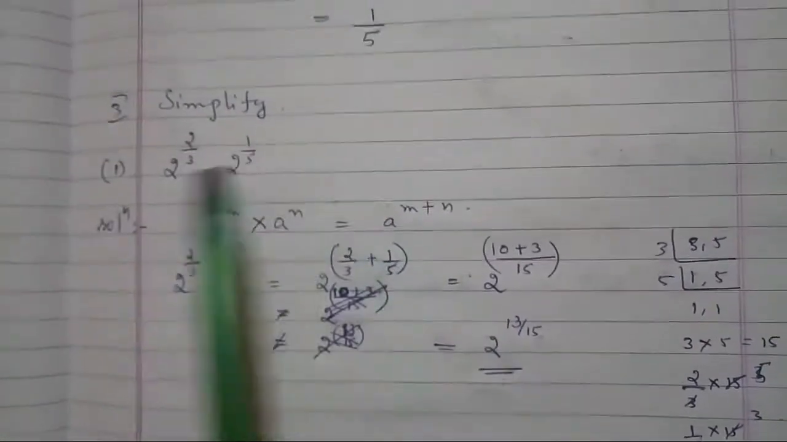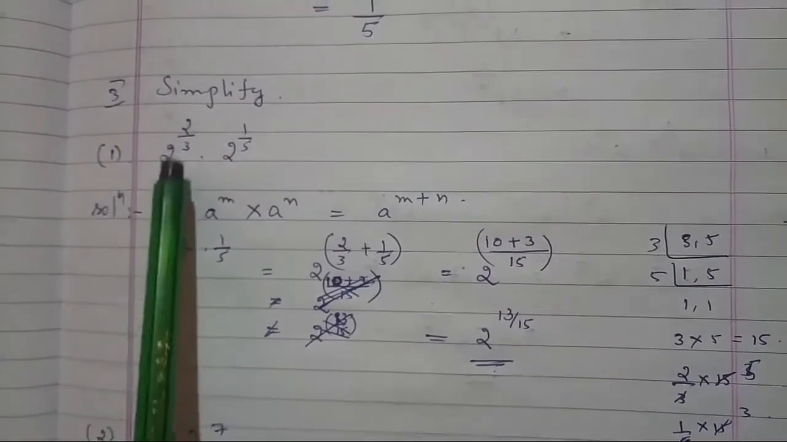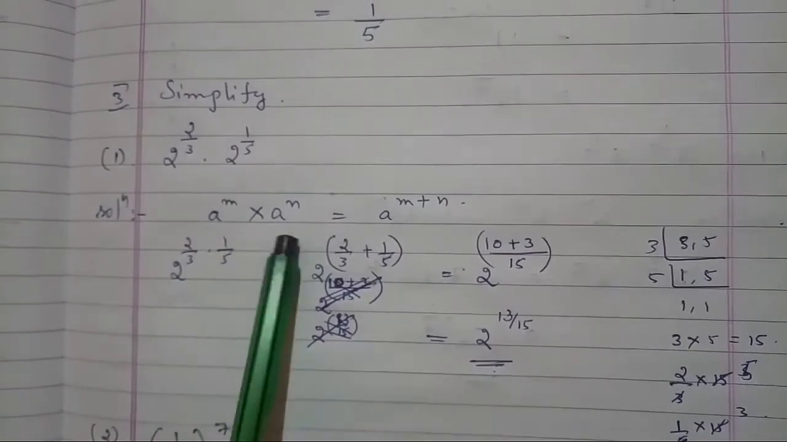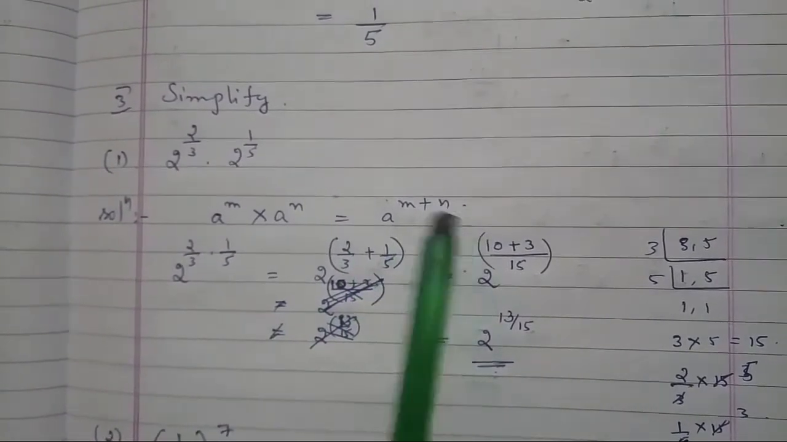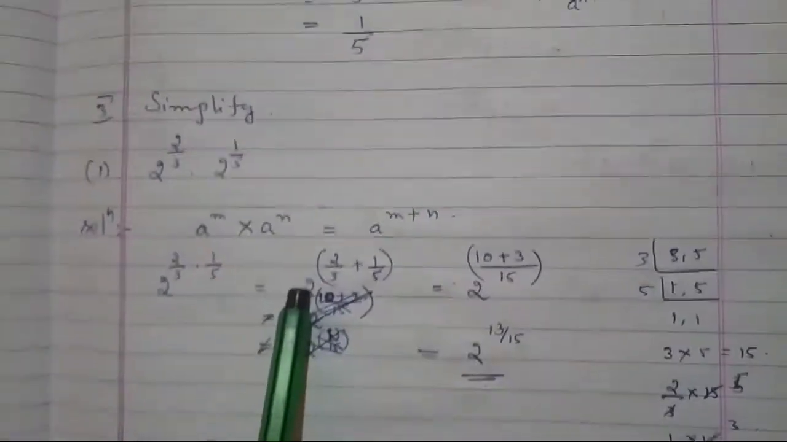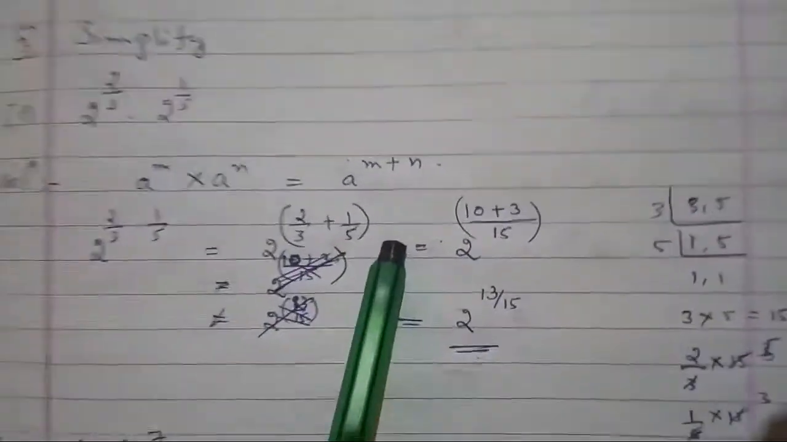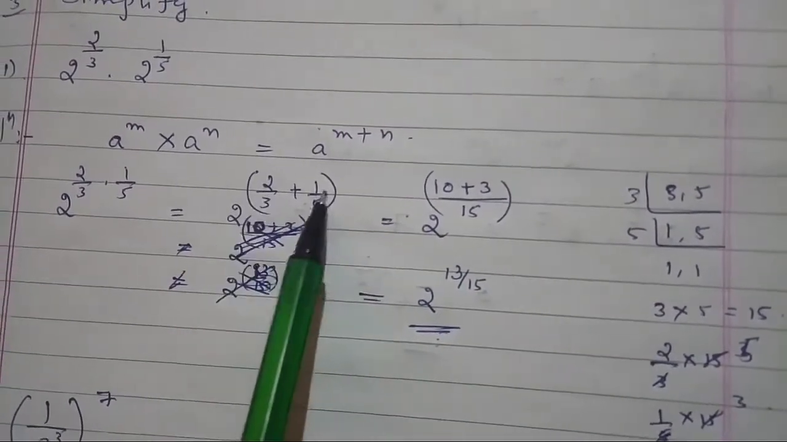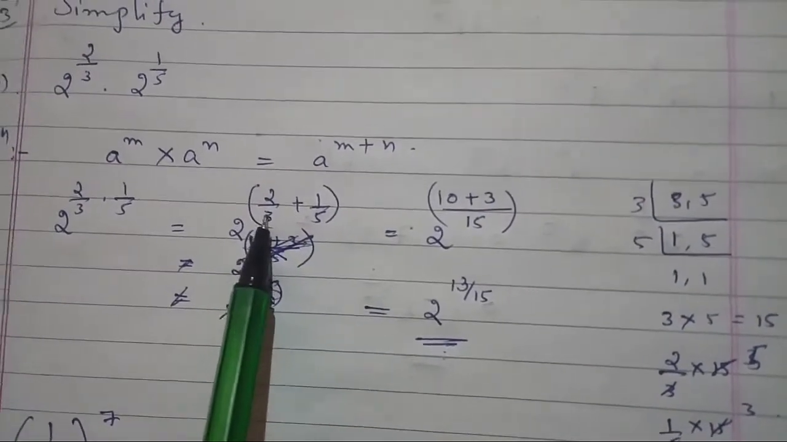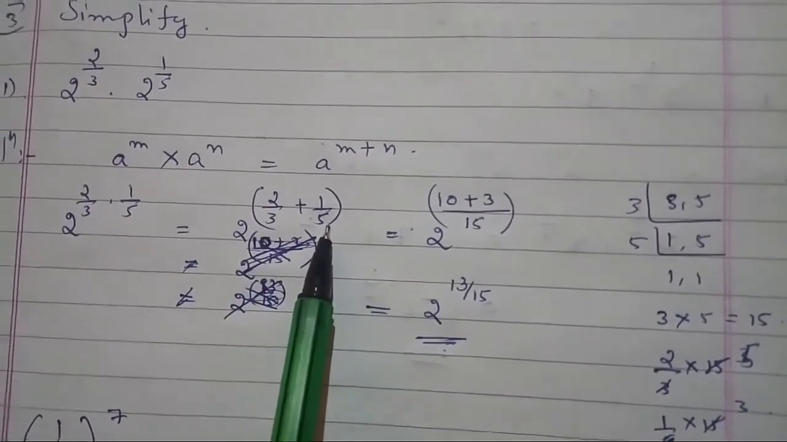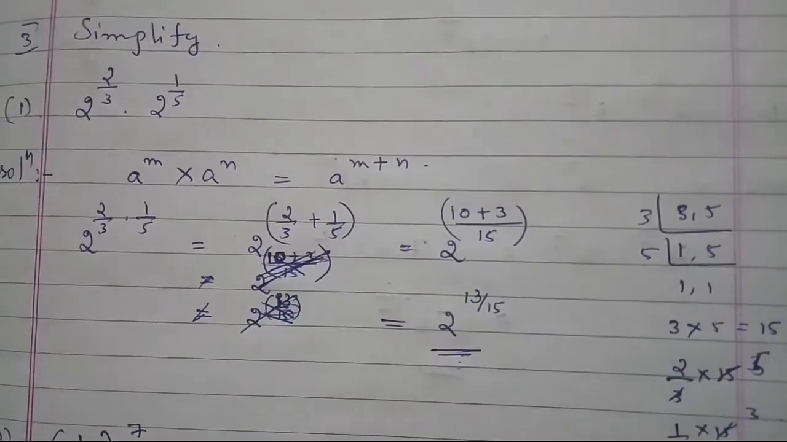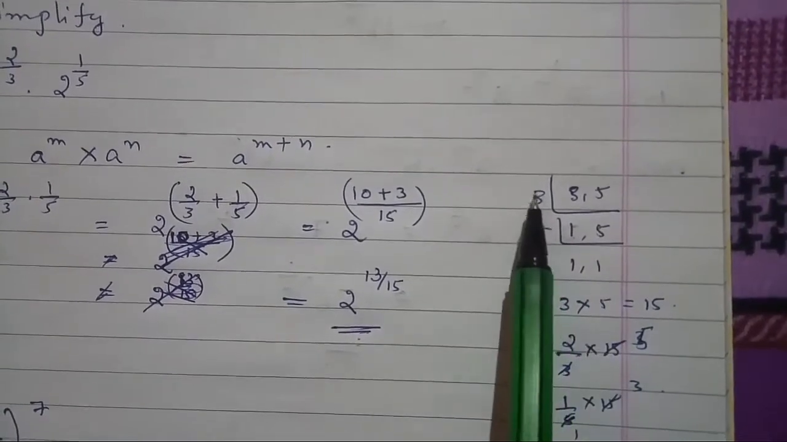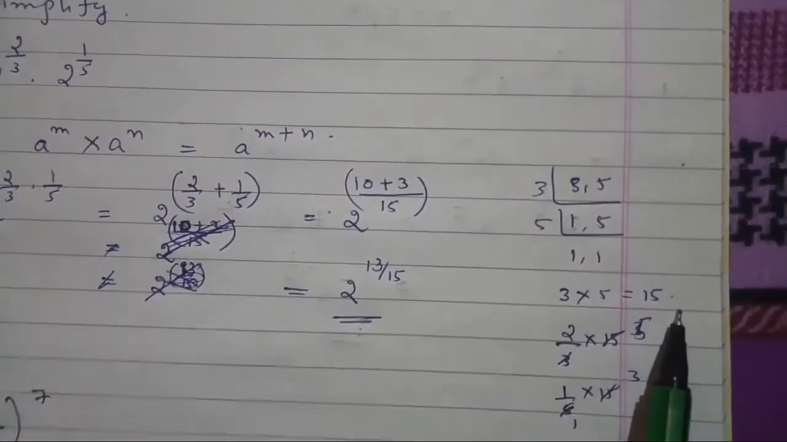Third one, simplify 2 to the power 2 by 3 into 2 to the power 1 by 5. This is in the form of a power m into a power n, that is equal to a power m plus n. This can be written as 2 to the power 2 by 3 plus 1 by 5. Next step, here these two are in fraction form, and the denominators are different. We need to take the LCM for 3 and 5. For 3 and 5, 3 ones are 3, 5 ones are 5. We remain with 3 into 5, 3 fives are 15.